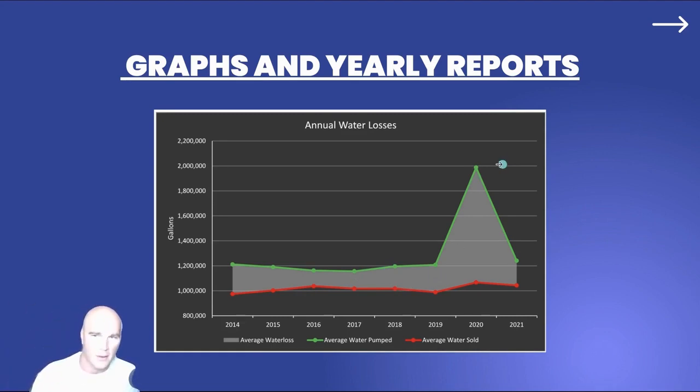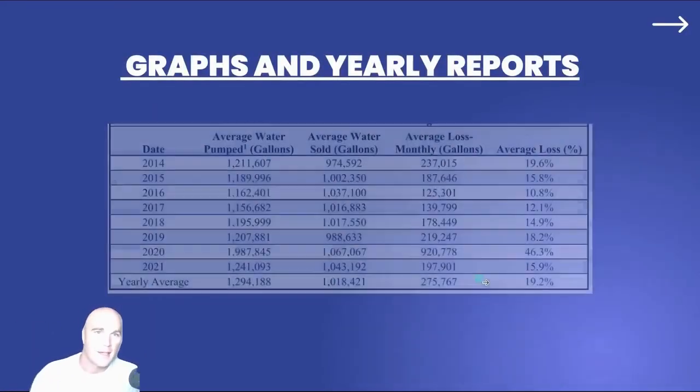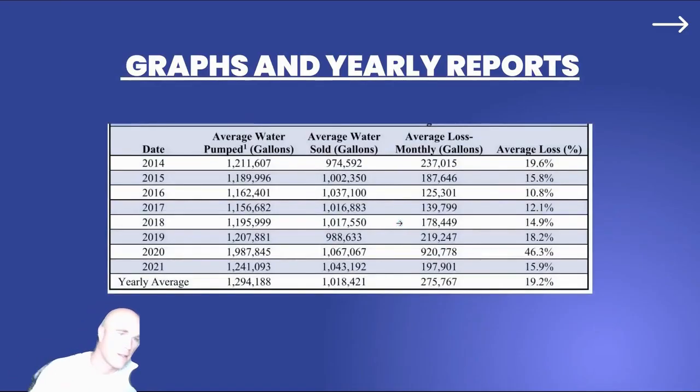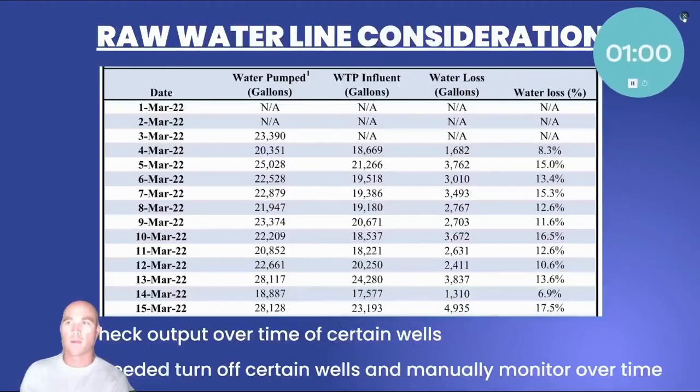And you can see right here, they had a really bad break and they had to pump a lot of water, but they weren't necessarily selling more water, which means it wasn't a huge spike in demand. And this is the kind of table that can create that graph. You can see each data point for pumped, sold, and then that shaded area represents these losses. There's that loss right there in 2020, and it's 46%, so it's quite a bit.